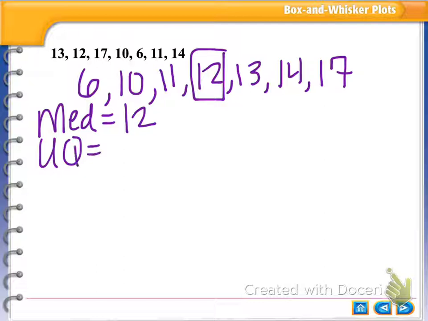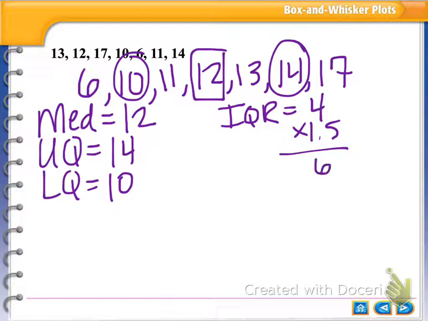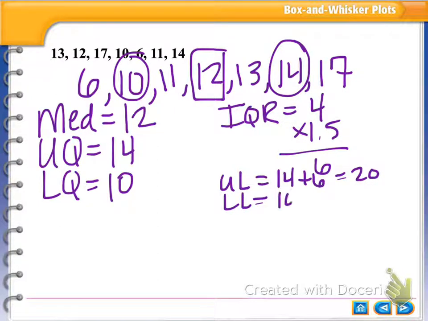Our upper quartile would be 14. Lower quartile would be 10. IQR would be 4. 14 minus 10 times 1.5 gives us 6. My upper limit would be 14 plus 6, which is 20. Lower limit, 10 minus 6, which is 4.